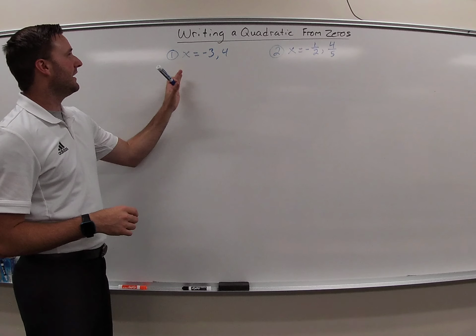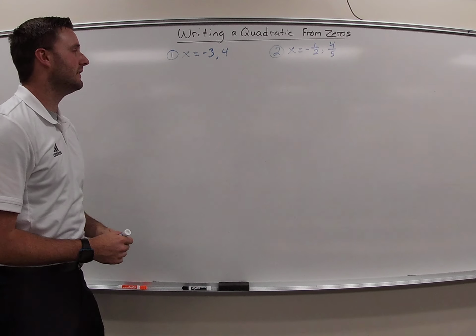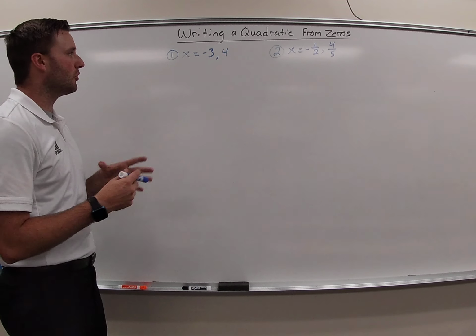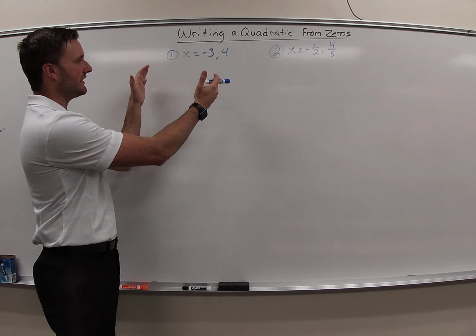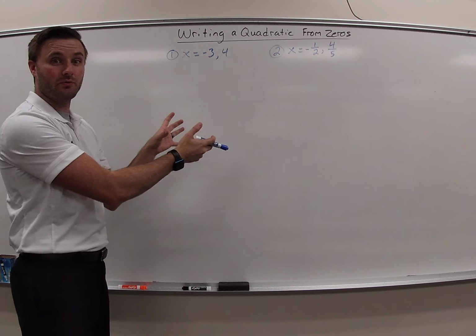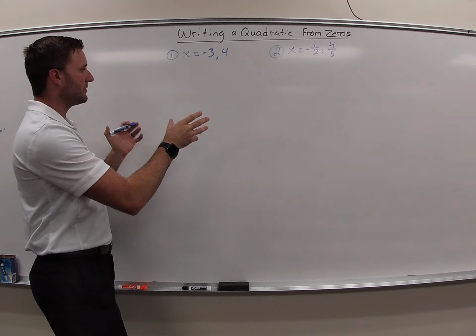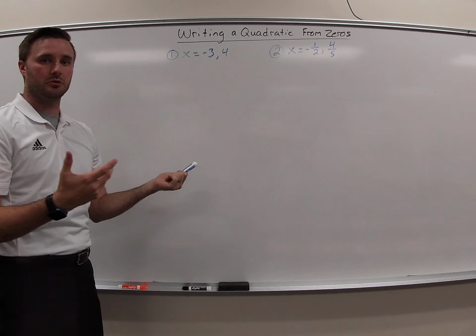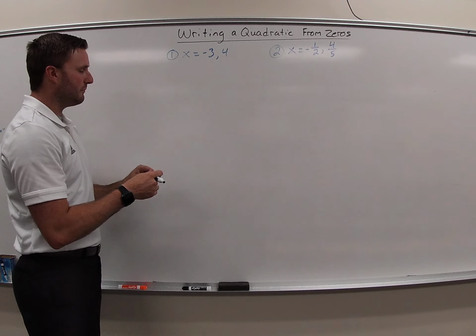All right, so we're going to talk about how to write a quadratic equation or expression from zero. Normally we would be given the quadratic equation and we would factor, take each set of factors, set them equal to 0 and solve, and then we would get something like x equals -3 and x equals +4. So now we're going to work backward.